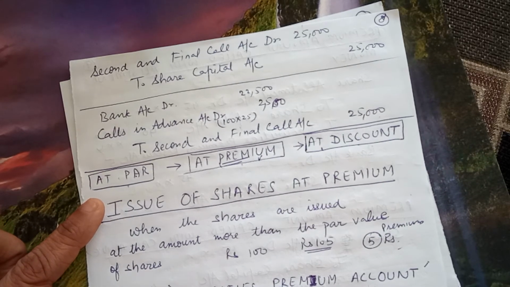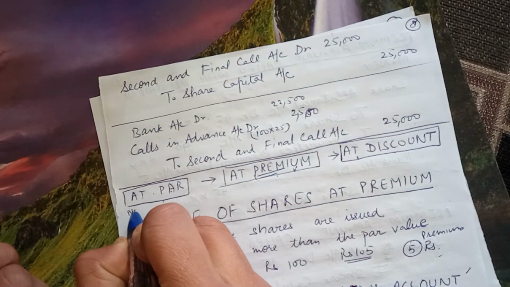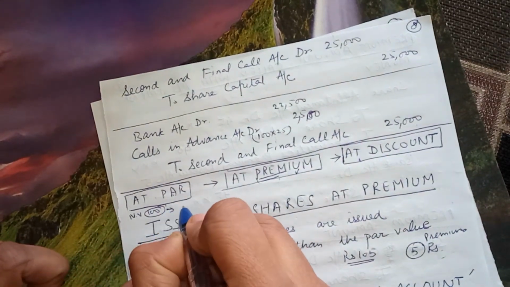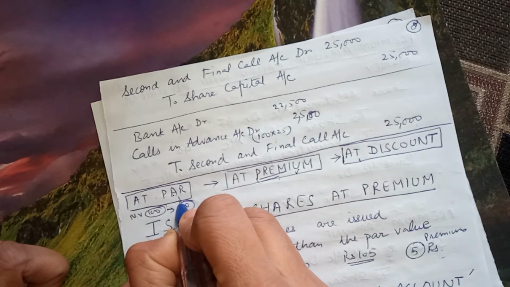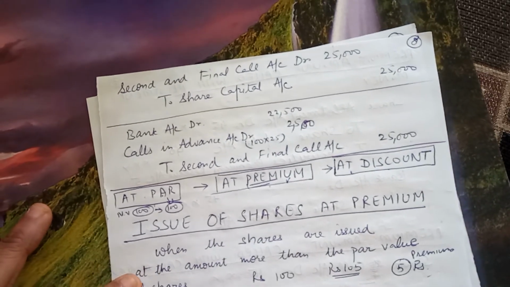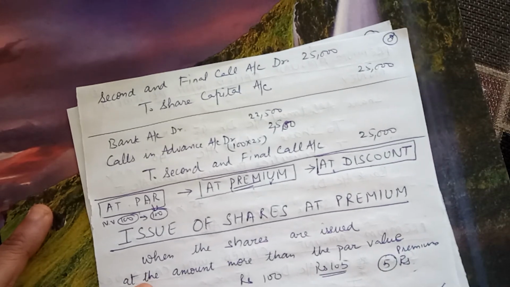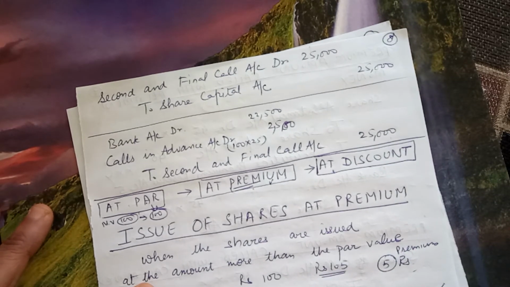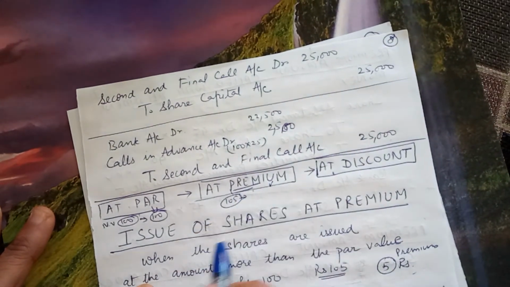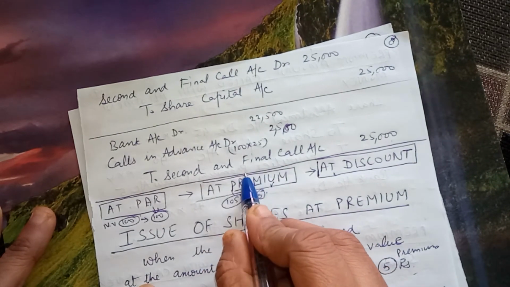Like a company ABC Limited has shares of nominal value rupees 100 each. When the company issues them at rupees 100, it has issued them at par. But in the case of some companies having a good market value, they can issue the share at a value more than the nominal value. Like if a company issues a share at rupees 105, the 5 rupees will be premium and the shares are issued at premium.